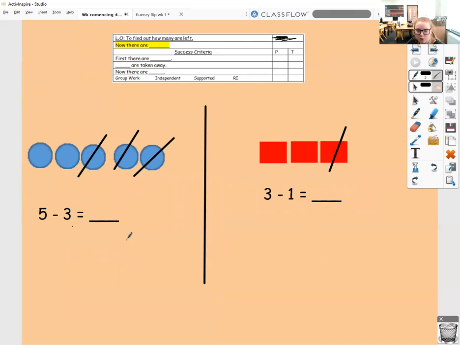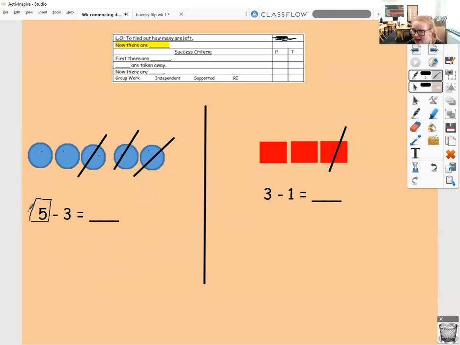Let's have a go at this one all together. So first there are, how many to start with? 1, 2, 3, 4, 5. First there are 5. Then how many are we taking away? So this says we are taking away 3. Let's check. 1, 2, 3. First there are 5. Then we have taken away 3.